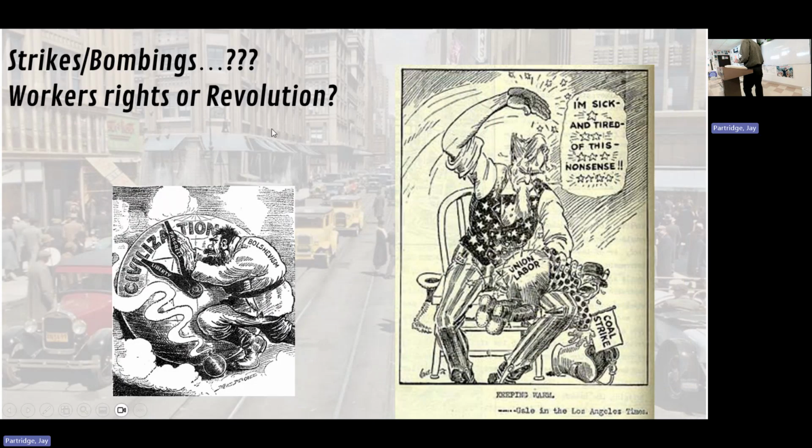And here's the thing, were these strikes and bombings fighting for workers' rights, better conditions, better rights for all people? Or was this the beginning of the revolution that they feared during World War I? Remember, they freaked out because of the Bolshevik Revolution.